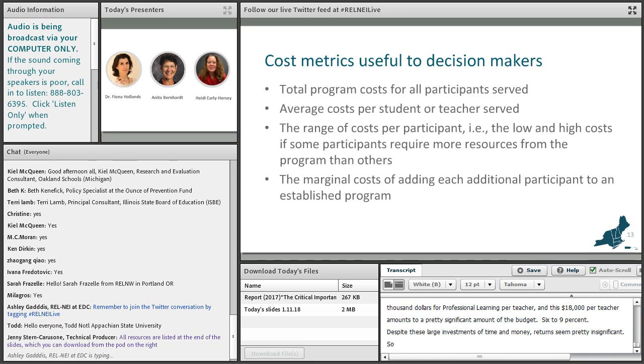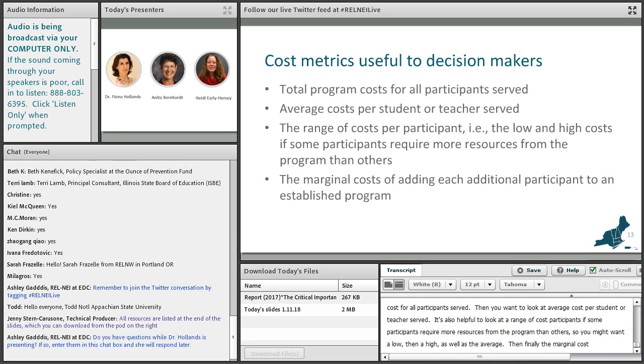So what cost metrics are actually useful to decision makers? First of all, total program costs for all participants who are served, whether that's the teachers or the students. Then you want to look at average cost per student or teacher served. It's also helpful to look at a range of costs per participant if some participants require more resources from the program than others. So you might want a low and a high as well as the average. And then finally, the marginal cost of adding each additional participant to an established program can be useful. So if it's normally serving 50 students, you might want to know what does it cost to add that 51st student. That would be the marginal cost.